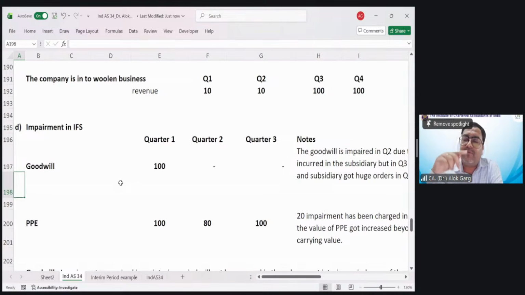So whether the impaired goodwill can be reversed subsequently: in accounting standard it can be reversed, but in Ind AS, goodwill once impaired cannot be reversed. So impairment of goodwill cannot be reversed. It is prohibited as per Ind AS 38, intangible asset. It says that the reversal of impairment of goodwill is considered as a creation of self-generated goodwill, which is not allowed. I hope this aspect is clear to you guys. So goodwill once impaired, it cannot be reversed.